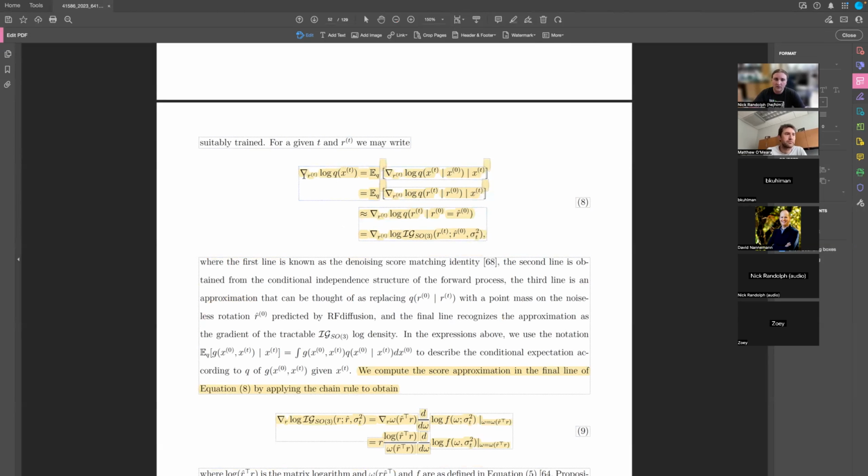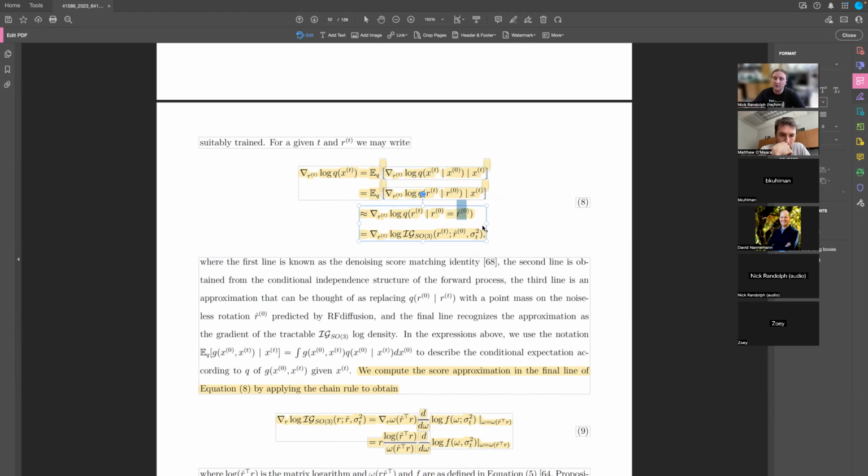So the score that we're really interested in is the score of going from the wild type ground truth structure to the noisy structure. So this is the direction we want to move to get to the ground truth structure. We're only really interested in the rotations, at least for this portion, so we're going to just use the rotations here. We can approximate this by using the ground truth rotation.